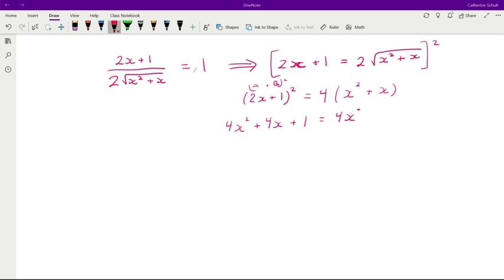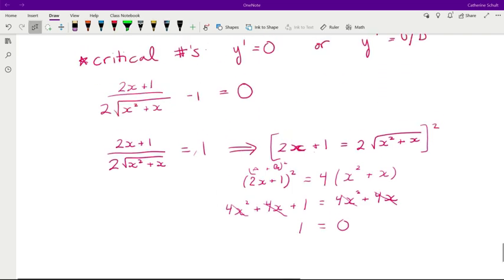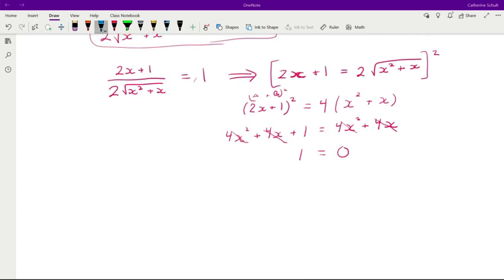All right, and on the right, let's distribute that 4. All right, and let's see what happens. 4x squared is going to cancel. 4x will cancel. And we're left with 1 equals 0, right? If everything's canceling, we're just left with a 0. So what does that tell us? Well, it tells us that there's no solution to y prime equals 0. So there's no zeros of f prime.